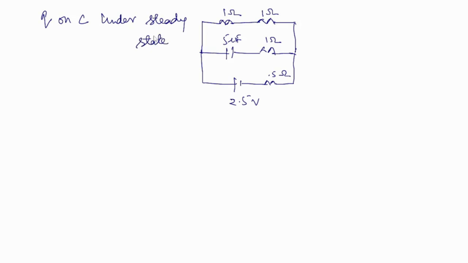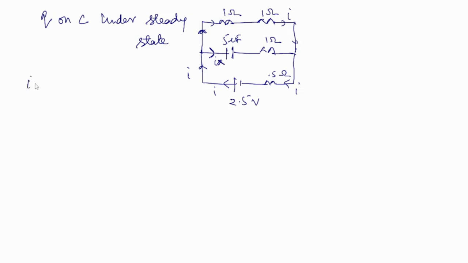See, I have told you that under steady state the branch containing the capacitor will have zero current. Suppose current I is originating from here. This circuit, the circuit in which the capacitor is connected, will have no current. If this is current I, then its value will be 0, because there will not be any current flowing through the branch containing the capacitor. So the net current that is originating will all pass through here, will be I. So it is very simple.